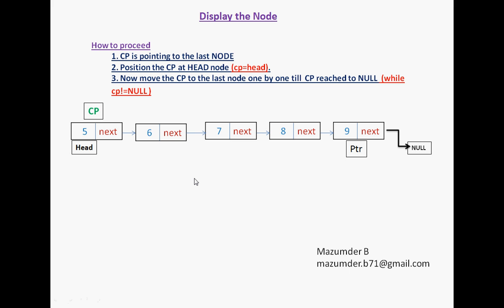How does it take place? CP is in the first node, we will display, then it will move to the second node, and it is moving to the third node, then the fourth node, then the fifth node. What condition will you have to specify at the time of moving the current pointer? While cp is not null, we can see here.